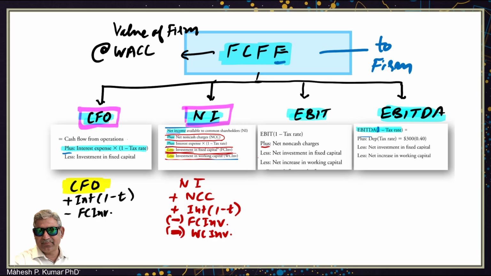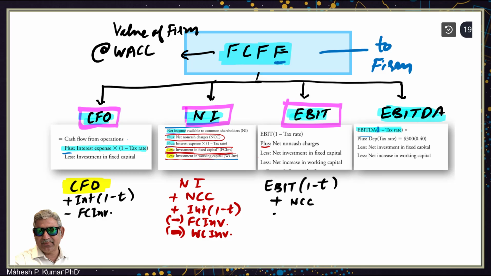And then there may be a third situation when we are given EBIT, earnings before interest and tax, and then we have to calculate free cash flow to the firm. In that case of course we will start with this number EBIT, but we have to multiply it by 1 minus tax rate, and then we add to that non-cash charges, and we will deduct the fixed capital investment, and of course working capital investments would also be deducted.